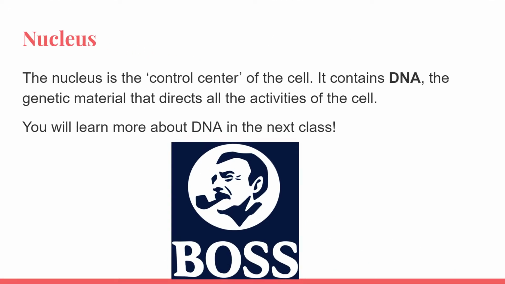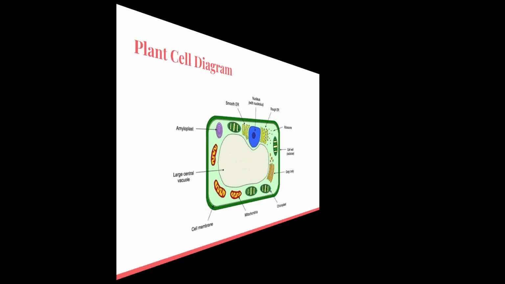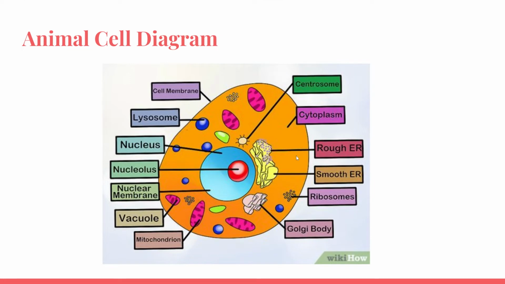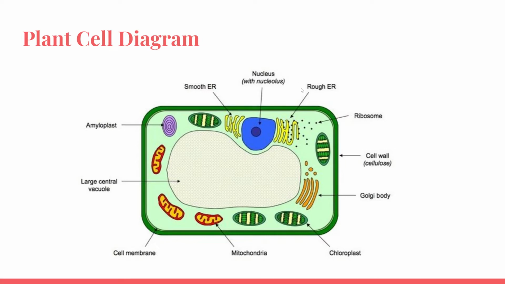Next is the big nucleus. We'll go back to the diagram. So as you can see, we have the nucleolus and the nuclear membrane and the nucleus right here in the animal cell diagram. And in the plant cell, we see the nucleus with nucleolus right here.